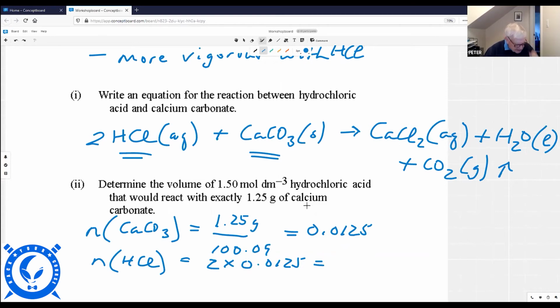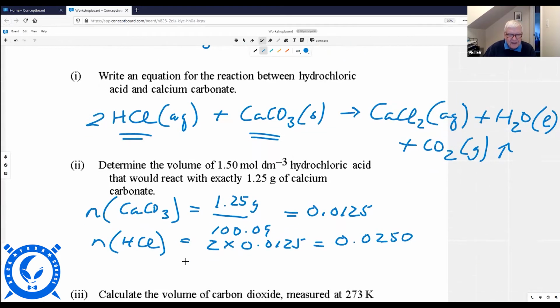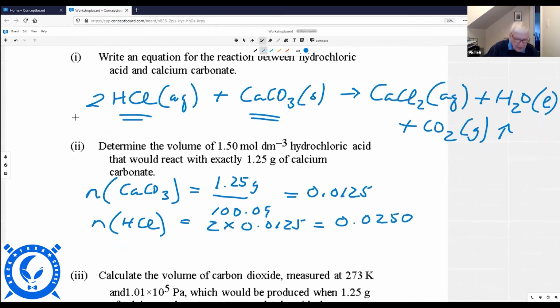So this, therefore, twice that will be 0.0250 moles of HCl. So therefore, the volume that you need of HCl, you remember, N is equal to C times V, where N is the number of moles, C is the concentration, V is the volume. So therefore, V, in this case, will be equal to N over C. And so in this case V is equal to N over C, which is 0.0250.